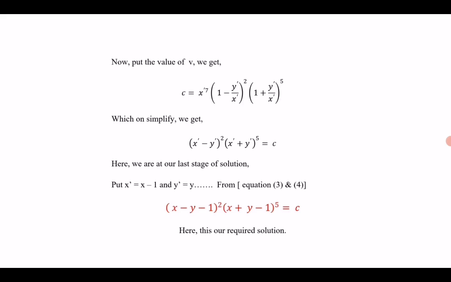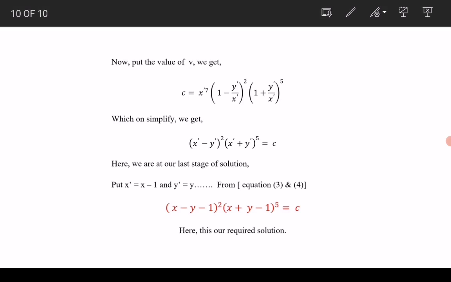Put x prime equals x minus 1 and y prime equals y minus 2, which comes from equations 3 and 4. Here our solution is (x minus y minus 1) whole square times (x plus y minus 3) raised to 5 equals c. Here is our required solution.